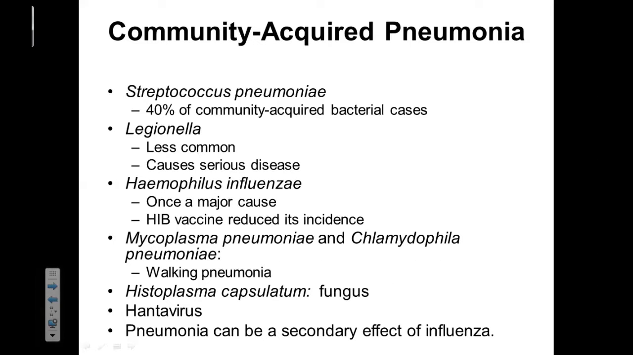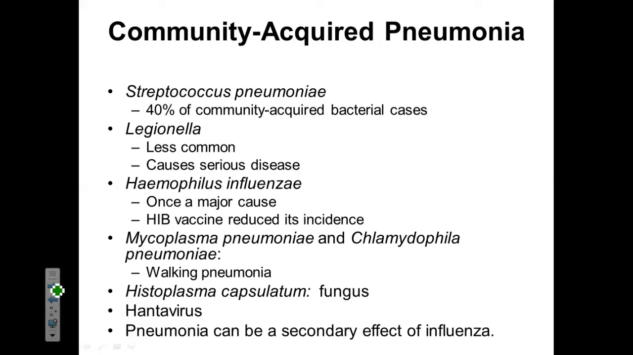There are a couple different ways we can acquire pneumonia. We could have Streptococcus pneumoniae, which is about 40% of all bacterial cases. We could have Legionella pneumophila, Haemophilus influenzae, Mycoplasma pneumoniae, and Chlamydophila pneumoniae. Histoplasma capsulatum is a fungus-based pneumonia, and we also could have Hantavirus-based pneumonia. Most of these, though, are bacterial in origin.